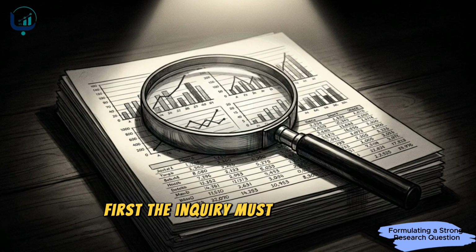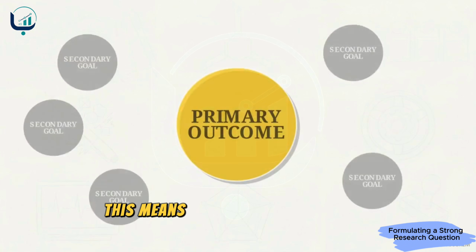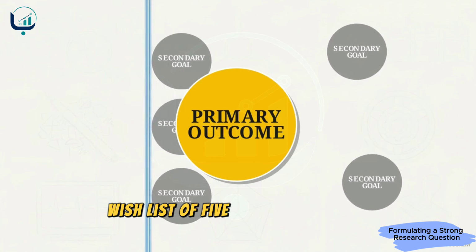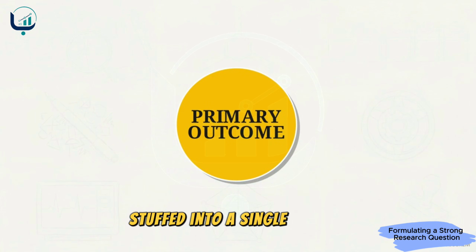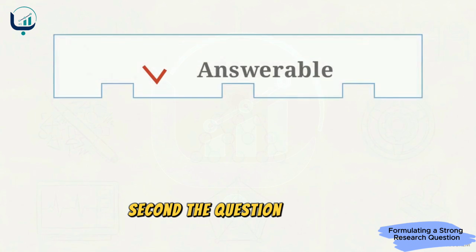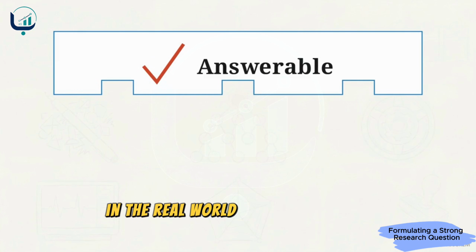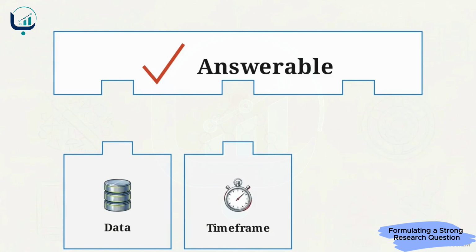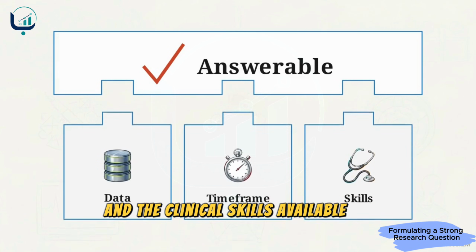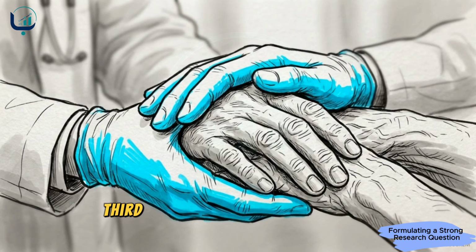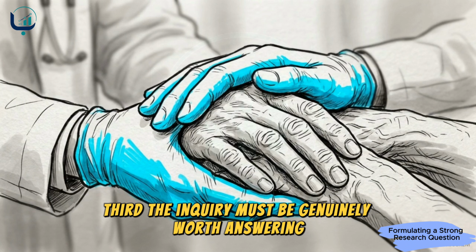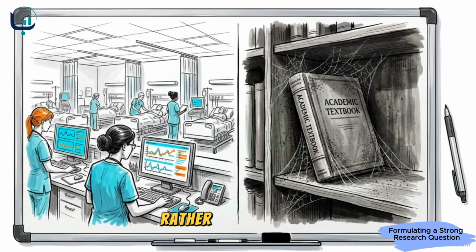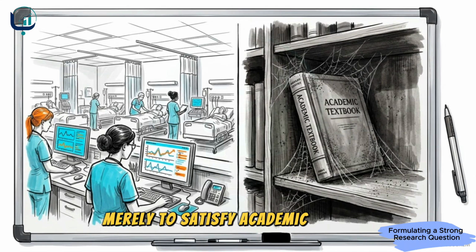First, the inquiry must be explicitly focused. This means it targets one singular primary outcome, rather than a scattered wish list of 5 different clinical goals stuffed into a single project. Second, the question must be practically answerable in the real world. You must be able to execute it relying only on realistic data access, feasible timeframes, and the clinical skills available to your team. Third, the inquiry must be genuinely worth answering. It should address a relevant clinical problem that helps patients or systems, rather than existing merely to satisfy academic curiosity.